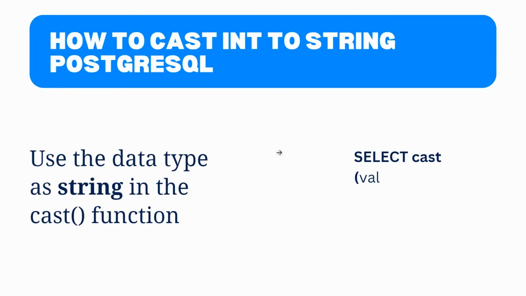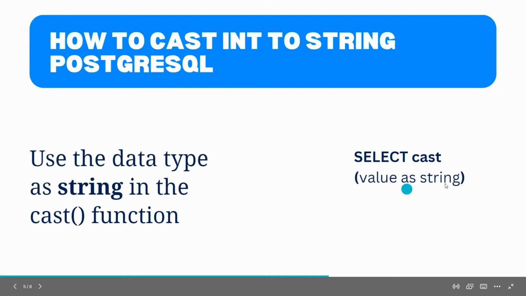Now move to the next topic, how to cast integer to string. For that we will use the data type as string in the cast function. So let's see with an example how to do it.